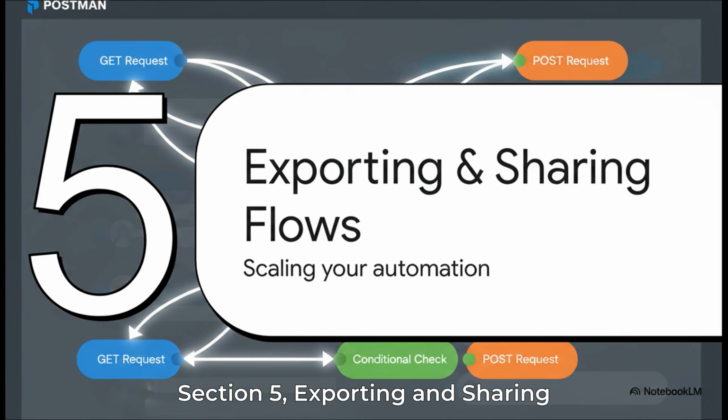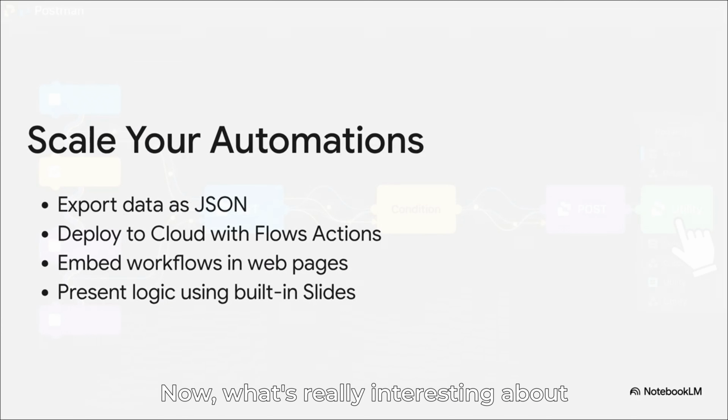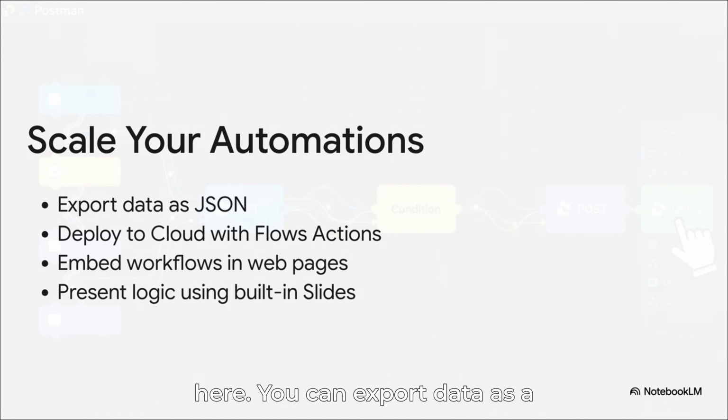Section 5. Exporting and sharing flows. Scaling your automation. Now, what's really interesting about this capability is how a workflow transforms into a true team asset. Postman offers incredible flexibility here. You can export data as a standard JSON file, or, and this is wild, use Flow's actions to deploy your workflow to the Postman cloud instantly with just one click. It literally becomes a serverless application.